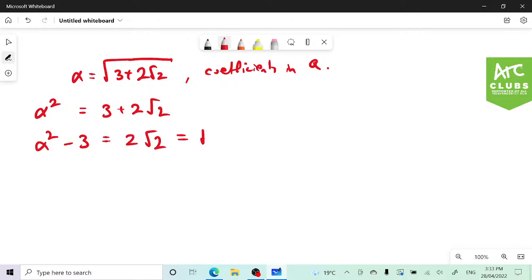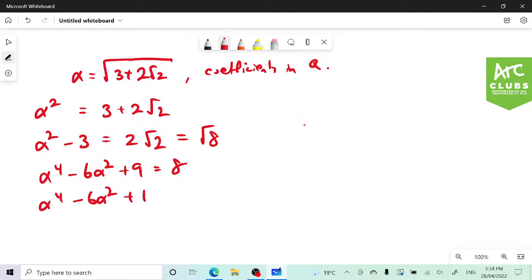And we can actually write this as the square root of 8. The reason why we might like to write it like this is that it's easy to see that the result that we get when we square both sides is 8. So we get that alpha to the 4 minus 6 alpha squared plus 9 equals 8. So alpha to the 4 minus 6 alpha squared plus 1 equals 0.